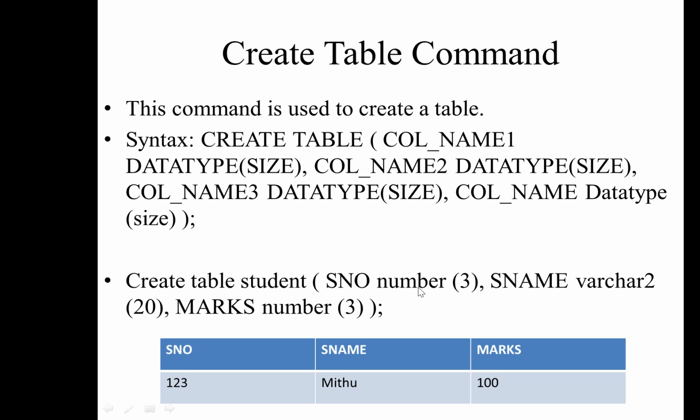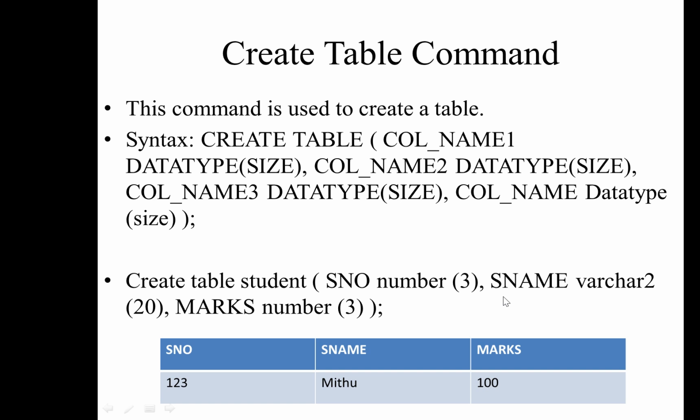The data type is number. The size of the serial number is 3. Next one, comma. So the second column name is S name, student name, space varchar2. As I told already, varchar2 is nothing but the variable character. The length of the character should be varying. Here we have to mention the character size. So up to 20 characters we can get the value for the S name.